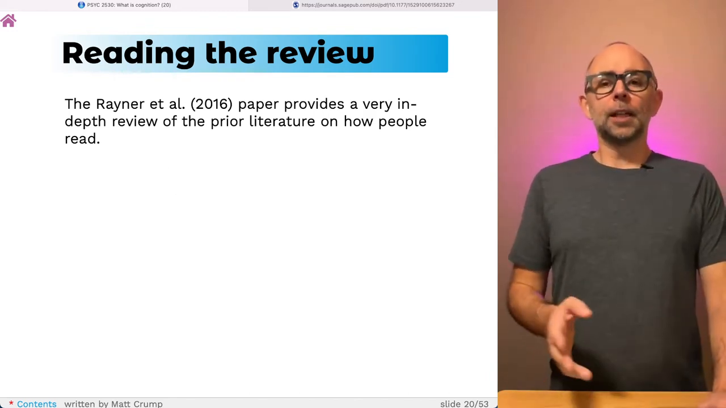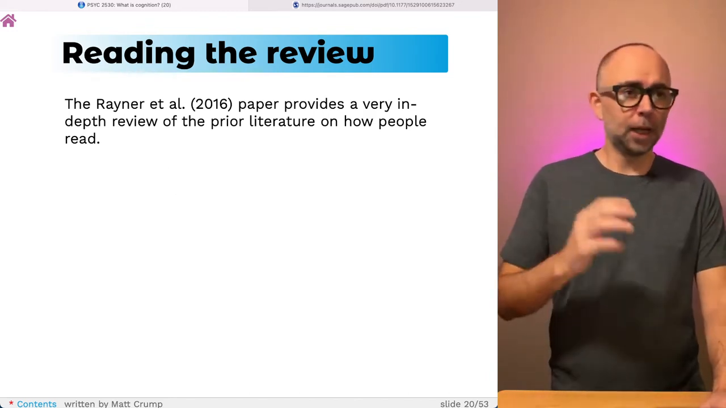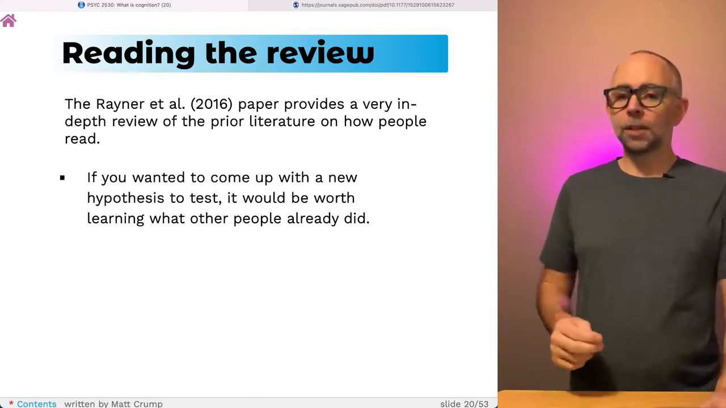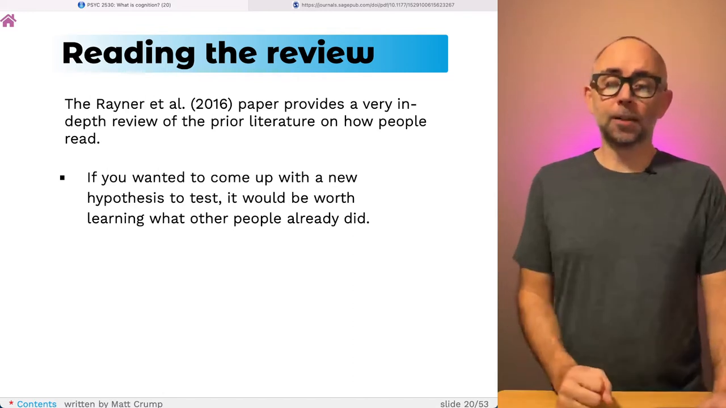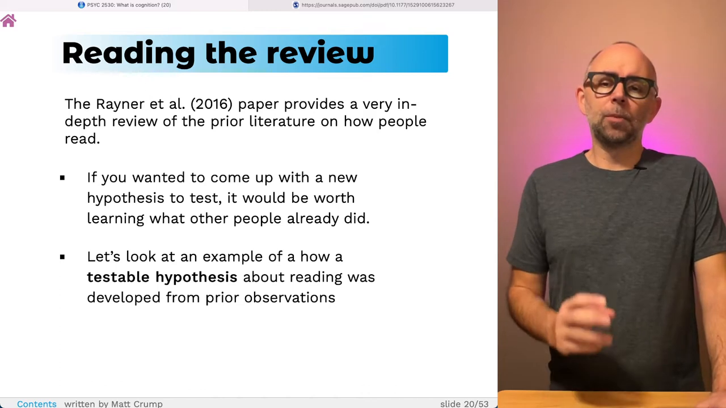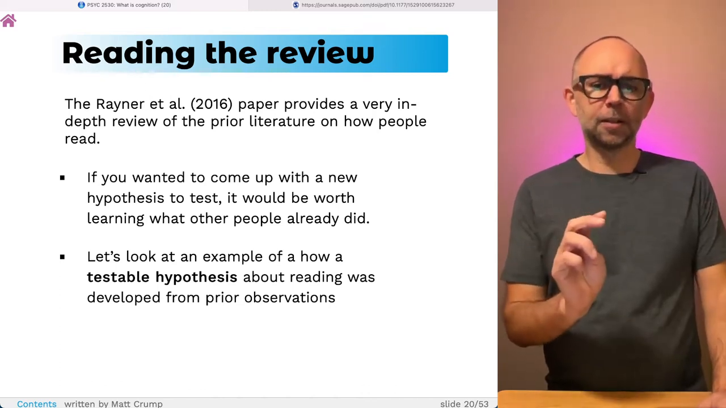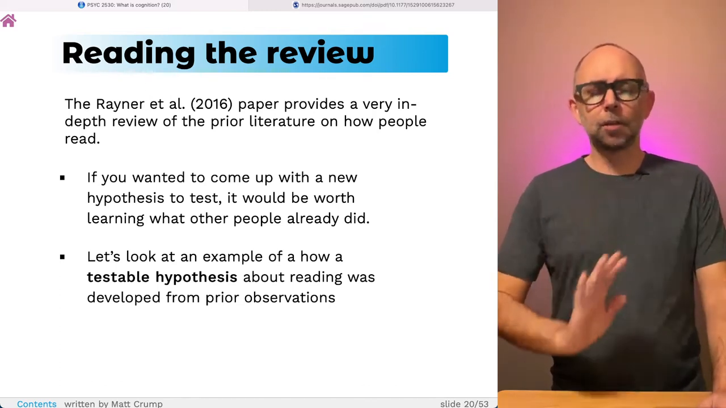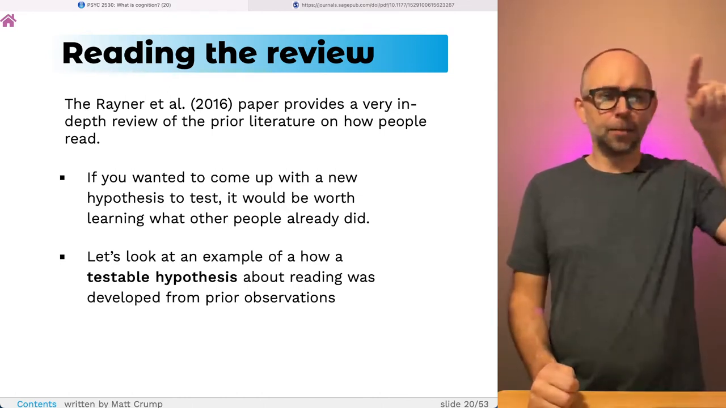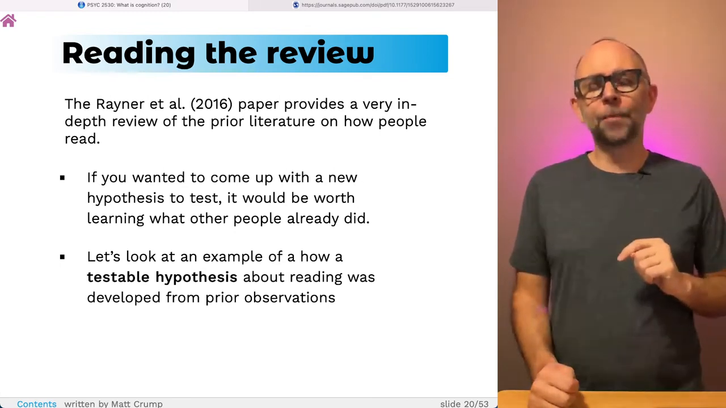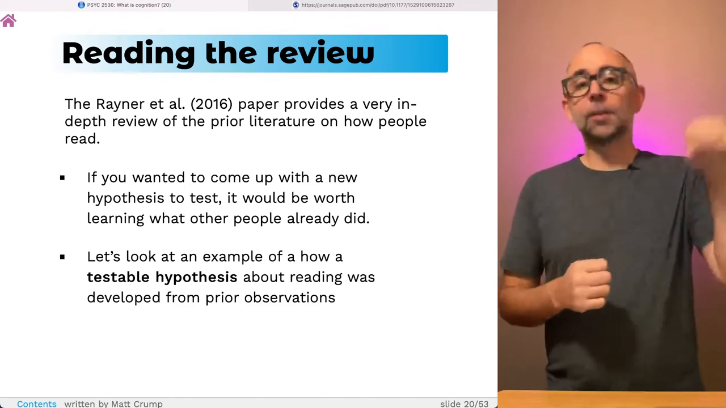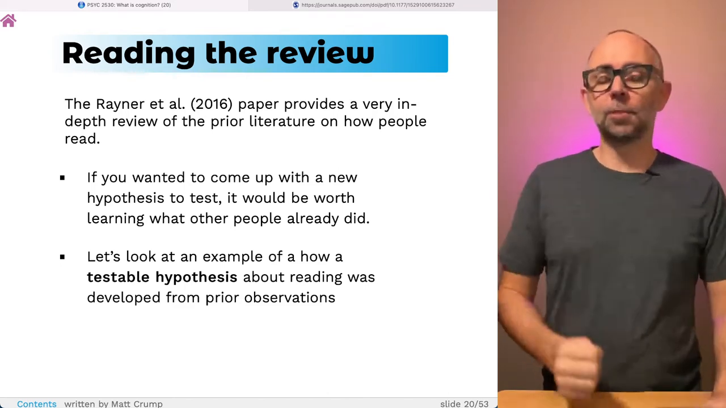So let's say you did that. You get up to speed, you've done your literature review. The next thing you might want to do as a researcher is come up with a new hypothesis. Let's take a look at that. How would you come up with a testable hypothesis based on your literature review? This is an important part of the research cycle. And we will be going through these various research cycles in many other examples throughout the course.